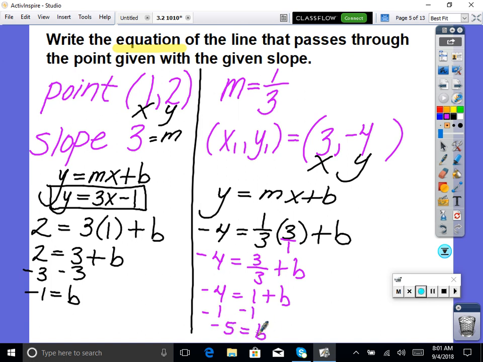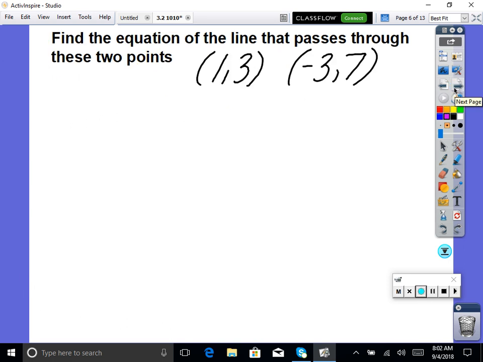So now we're almost there. We have a y is equal to, what was our slope? 1/3 x, and then we had a b of minus 5. Are we good with that? Plug and chug. That's really all it is. Okay, so now let's answer this one. Find the equation of the line that passes through these 2 points.